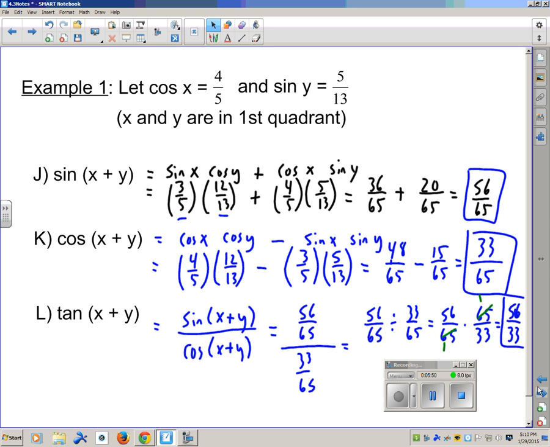So we have the sine of x plus y, the cosine of x plus y, and the tangent of x plus y. In none of these cases did we go ahead and distribute the tan through the parentheses, the cosine through the parentheses, or the sine through the parentheses. These are just simple formulas of what they're equal to. We just wrote them down and put the values inside of them and replaced them.